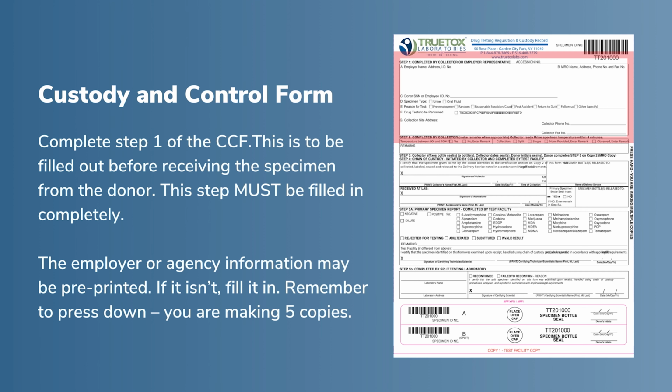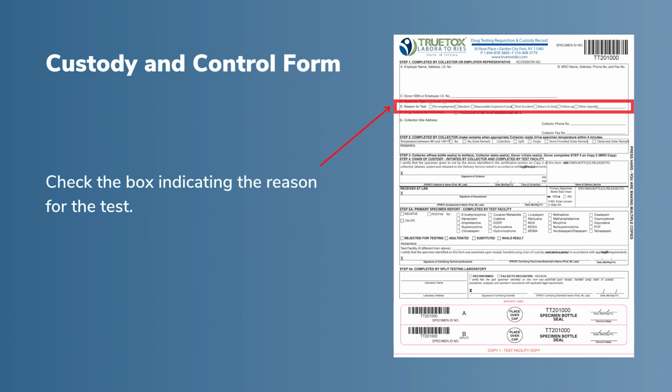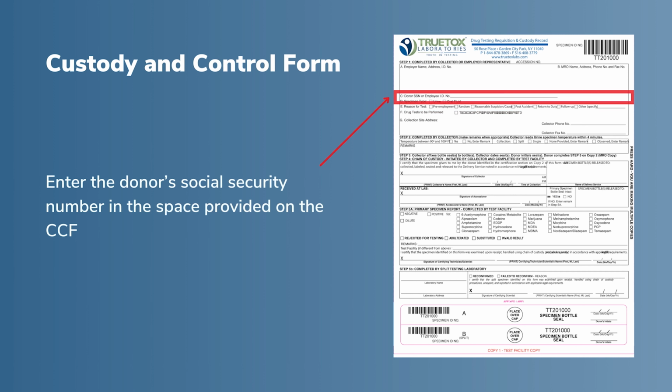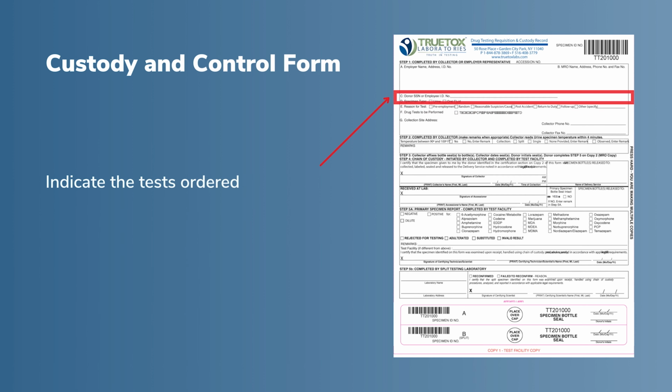Remember to press down. You're making 5 copies. Check the box indicating the reason for the test. Record the specimen type. Enter the donor's social security number in the space provided on the CCF. Indicate the tests ordered.